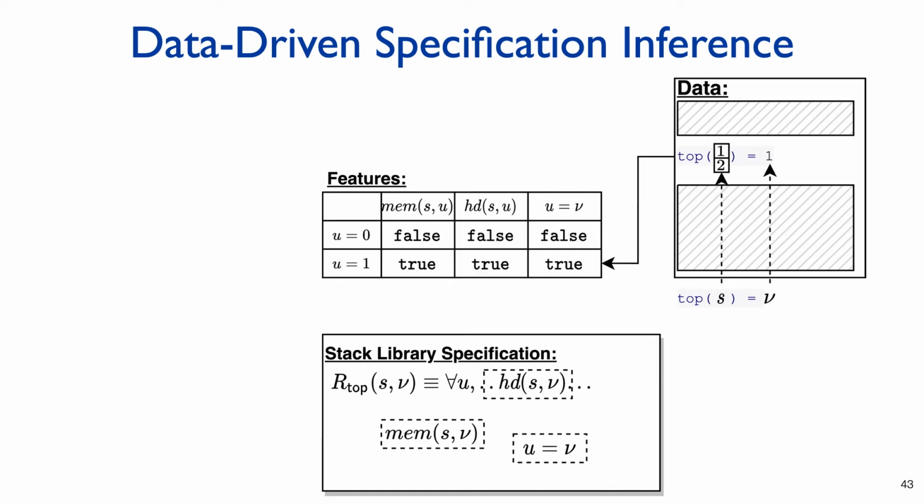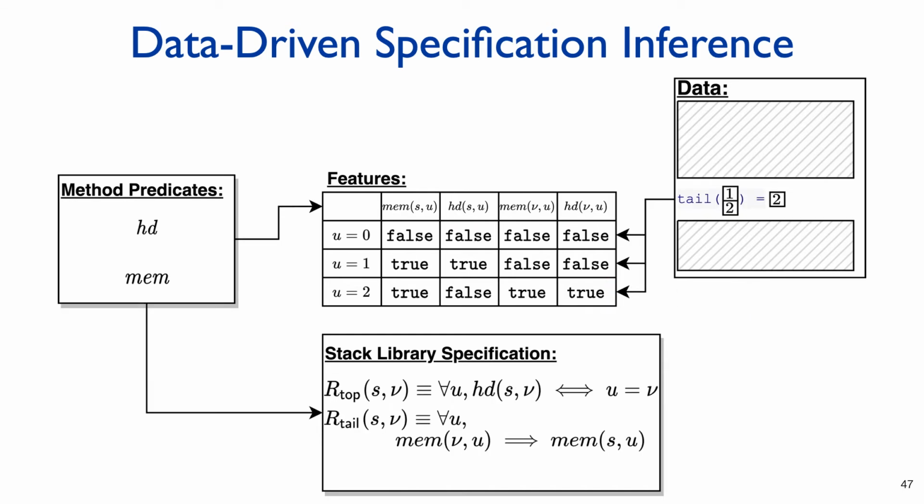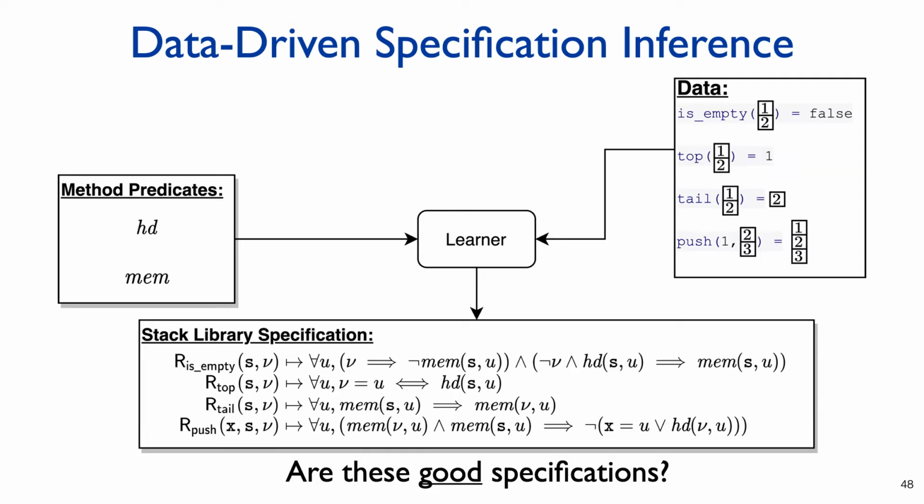And we can sample u as 1, get a new feature vector, and another one. From these feature vectors, we can learn some specification. For example, we find u is equal to nu if and only if u is a head element of S. And we can make the specification. And we can learn a specification for tail too. And now we have 4 features. Using this learning mechanism, we can learn the specifications.